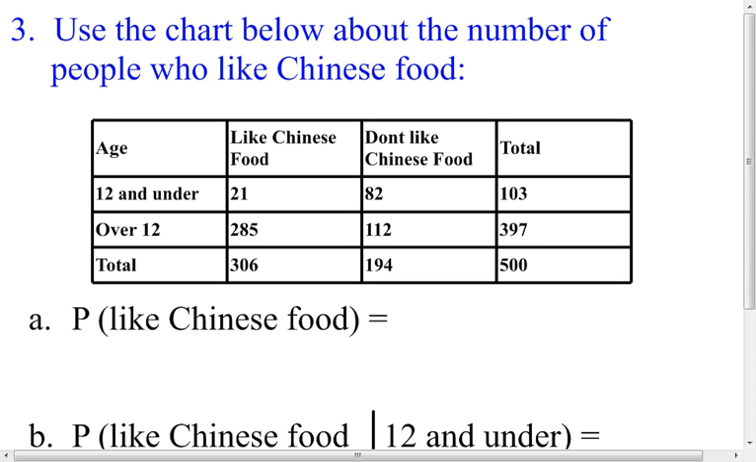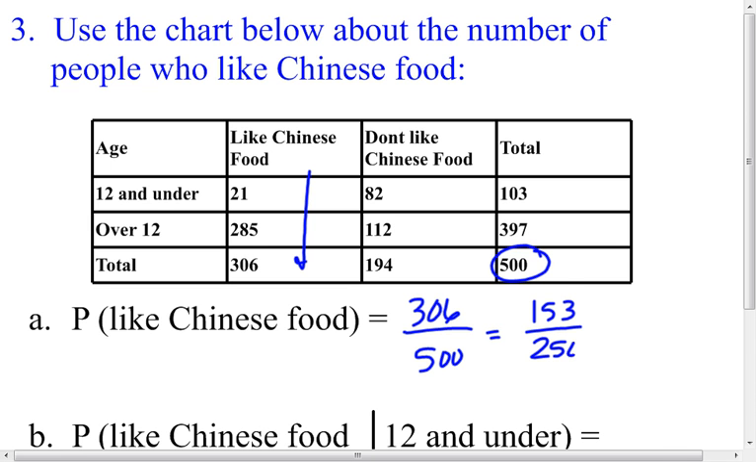All right, this time I'm going to give you a table, and you're going to look at that. This table talks about people that like Chinese food and don't like Chinese food. If you just ask the simple question, what's the probability that if I chose someone at random who I polled, they would like Chinese food? Well, there's 306 people that like Chinese food, and there are 500 people total that participated in this. So 306 divided by 500 reduces to 153 out of 250.